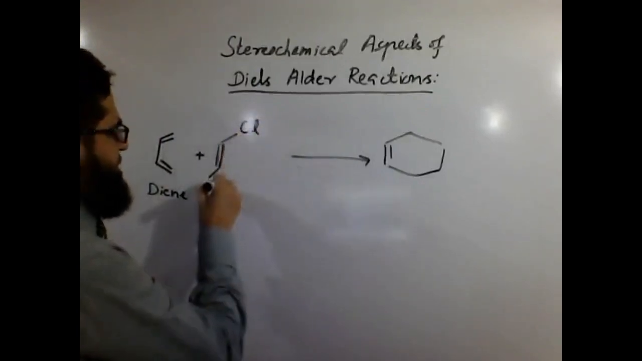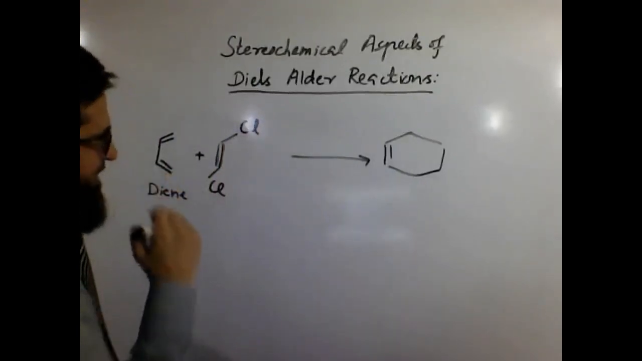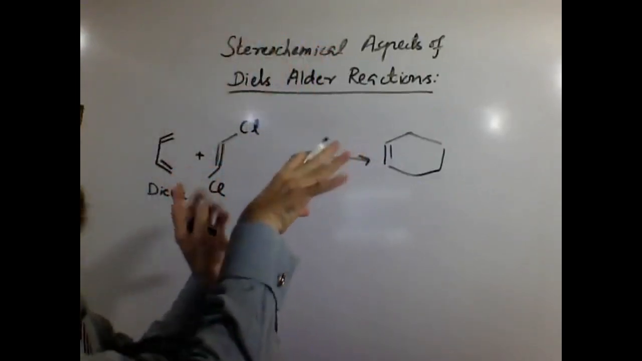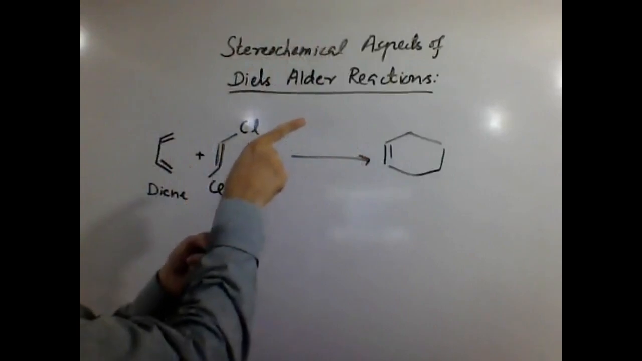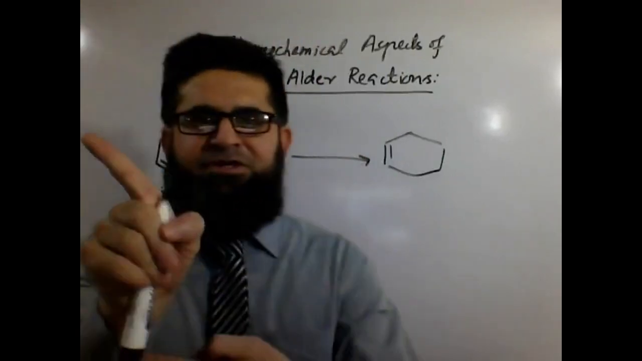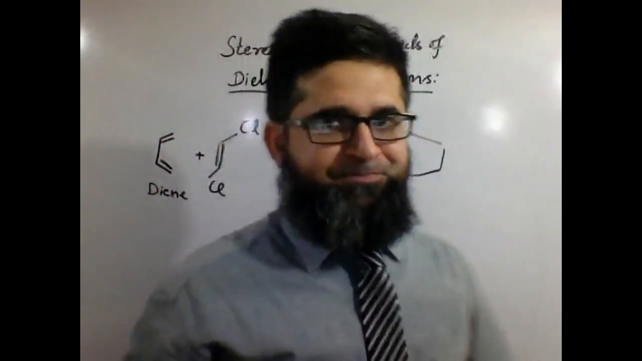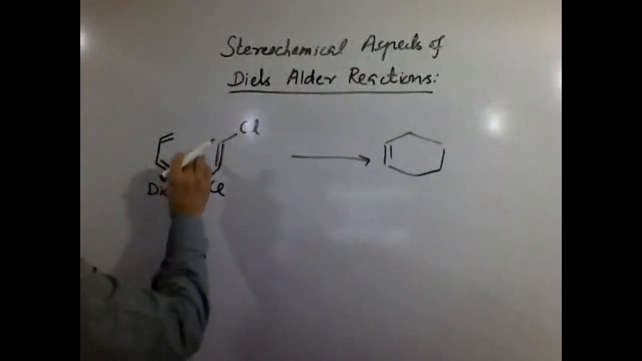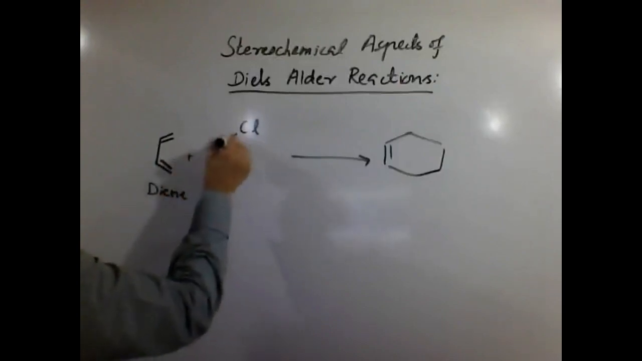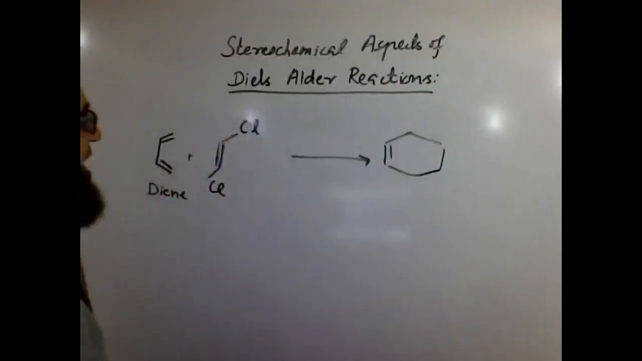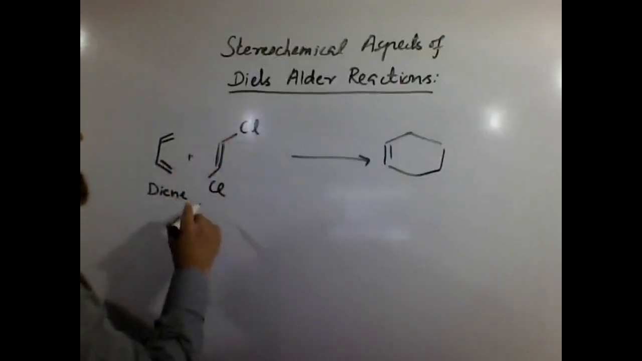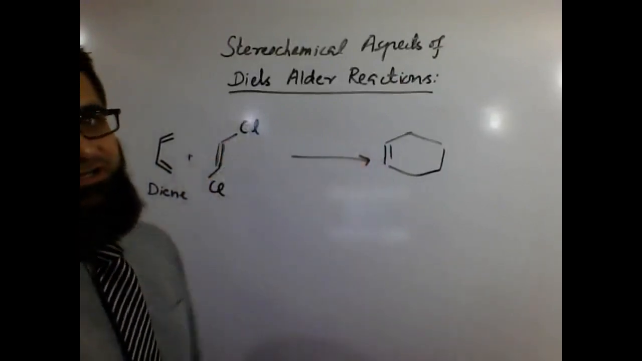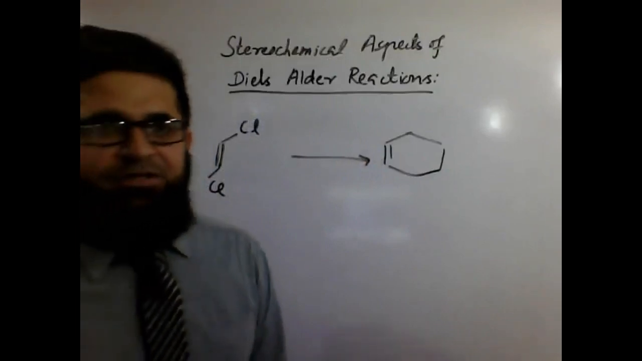Let's say I'm writing here two chloros present in trans form. They are in opposite directions. Two chloros are connected on the alkene in opposite directions, so they are in the trans position. So what happens during the reaction? Trans groups on an alkene, how will they rearrange themselves in the product? That's what I'm going to discuss with you.